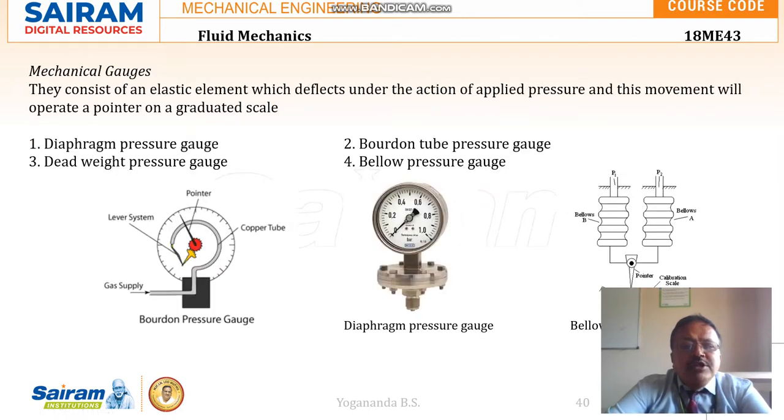Then mechanical gauges. They contain an elastic element that gets deflected under the action of the pressure applied. This pressure applied is indicated by the needle, that is a pointer, and the graduated scale. We have different mechanical gauges to measure pressure: diaphragm pressure gauge, deadweight pressure gauge, Bourdon tube pressure gauge and bellow pressure gauge.